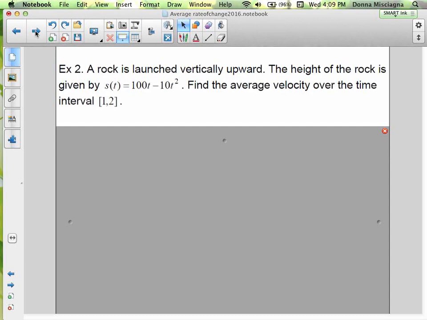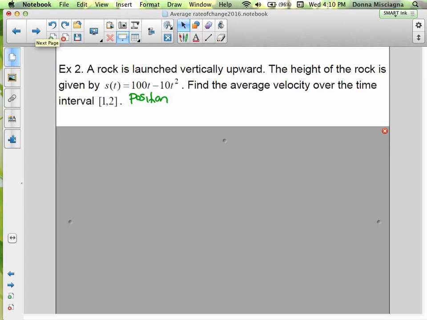So I think this problem's in your notes. A rock is launched vertically upward. The height of the rock is given by S of t equals 100t minus 10t squared. This is the position of the rock. If we want to know the position at 1 second, we plug in 1 for t. If we want to know the position at 10 seconds, we plug in 10 for t, and so forth.